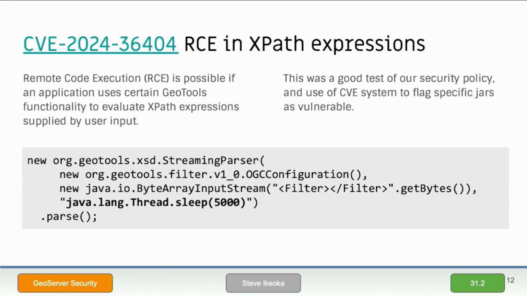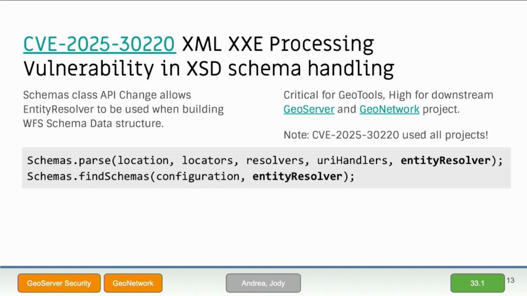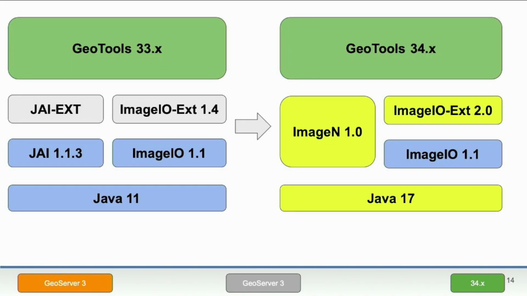Yeah, and here's another one. This one had to do with XML parsing, and we introduced an API change so you could pass in what's called an entity resolver. The big thing we're working on right now is transitioning from the Java Advanced Imaging Library to this new ImageN project, which I'll talk about in a little bit. But I just wanted to say that we've been successful in that change.